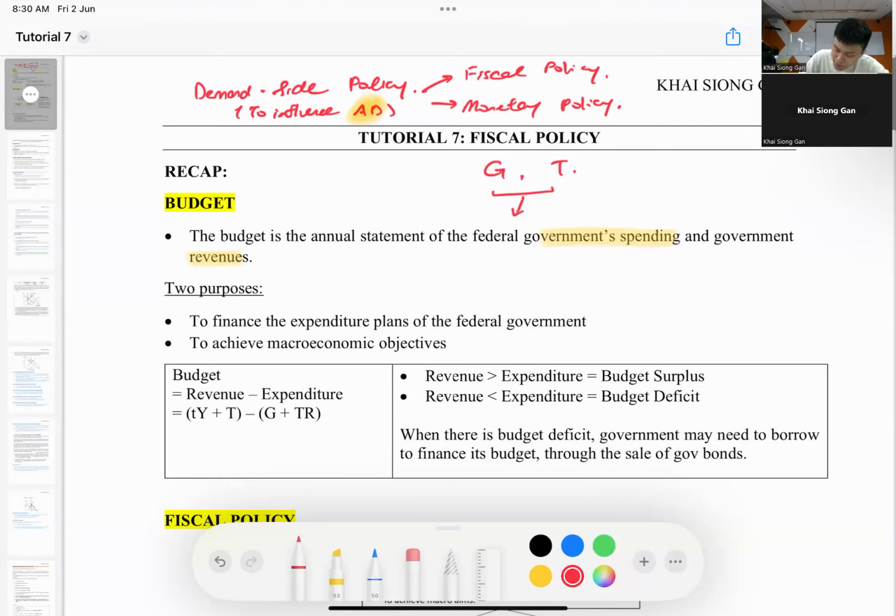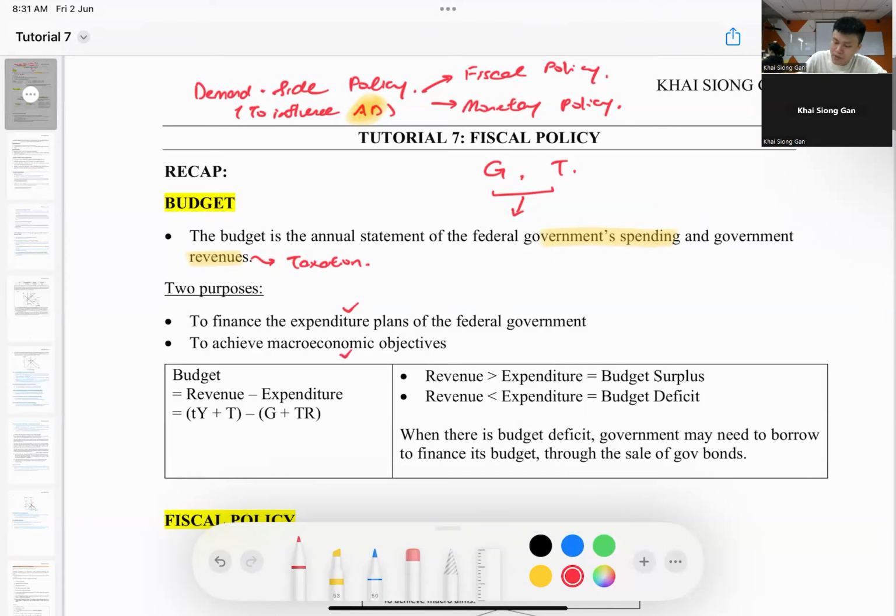So when we talk about government revenue, it is actually derived from the taxation itself, right? Therefore, every year end, you will look into the annual budget released by the government to see what they're going to spend for the next year and to see if there are any changes in the taxation. Now, why do we need to have a budget announced every year? There are two purposes. First is to finance the expenditure plans of the federal government. So at least there is a plan released to the people so that they are aware of what is being spent, and second, to achieve macro objectives.